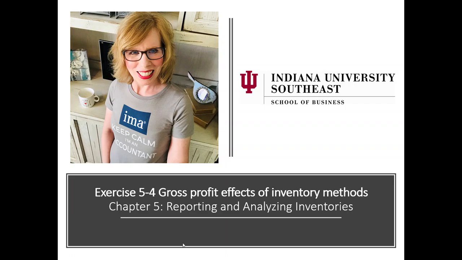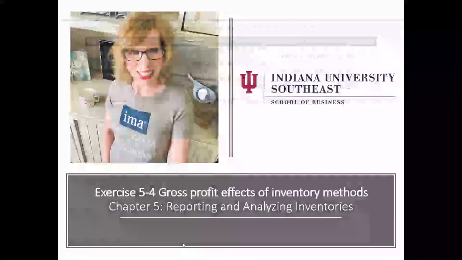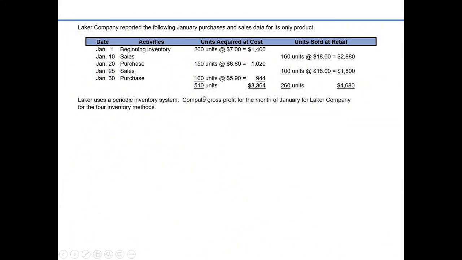In this video, I'm going to cover the gross profit effects of choosing different inventory cost flow methods, and I'm using an alternate version of exercise 5.4 as an example. Previously in our last problem and video, we were given the setup of this problem where we had beginning inventory and two purchases, and cost was actually falling. We started with purchases at $7. It shrunk to $6.80, and then our most recent purchase on January the 30th was $5.90.